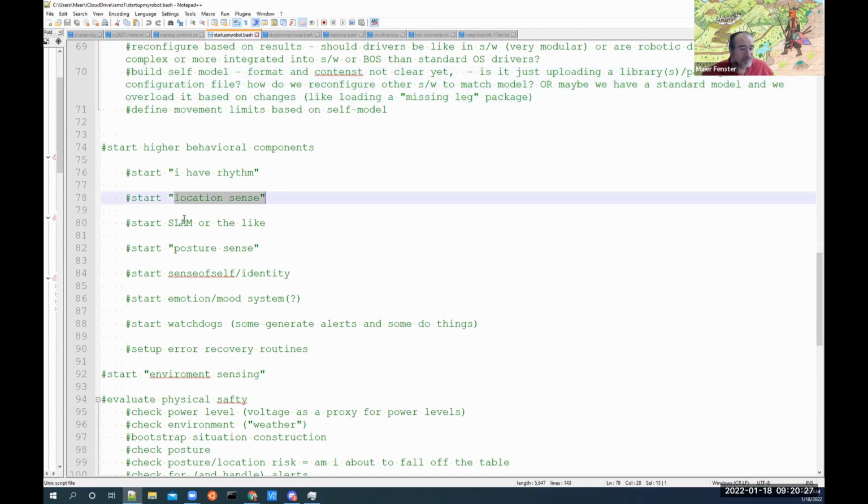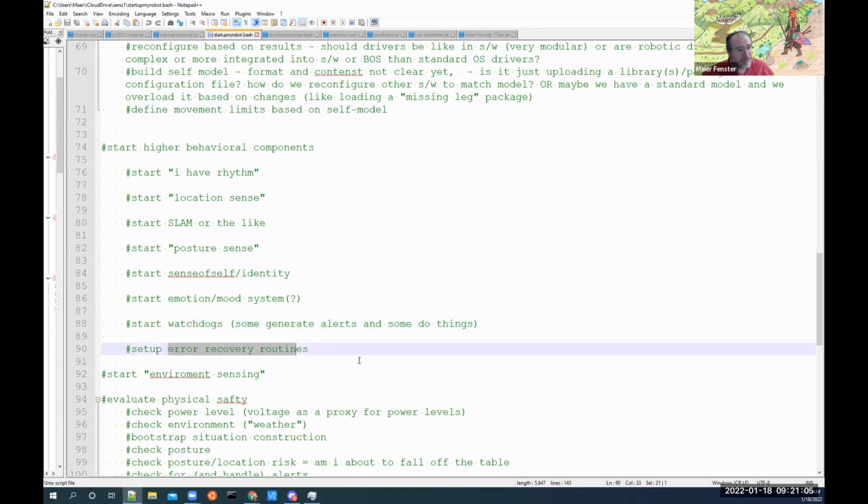Now we start all sorts of behavioral components. Location sense, something like SLAM, posture sense, maybe some sort of sense of identity. Is there an emotion system which gives weight to what activities are more interesting? Watchdogs. Remember, a lot of the activity of the rover is event-driven. Part of it is safety-driven. So I have watchdogs running and telling me what to do. Which watchdogs do I need? We see above at the security setup.